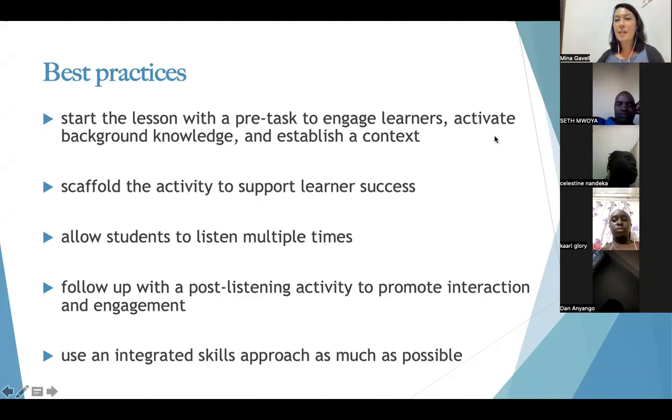All right, and then finally, we want to use an integrated skills approach as much as possible. We don't want to have a lesson where students only listen. They should have at least one other skill, hopefully speaking, because those are the two things that go together. But we want to have an integrated skills approach because life is an integrated skills approach. In life, we never just use one skill. We're always using multiple skills at a time.